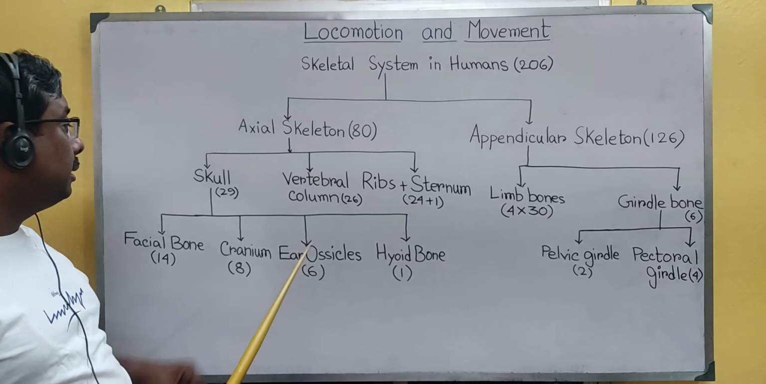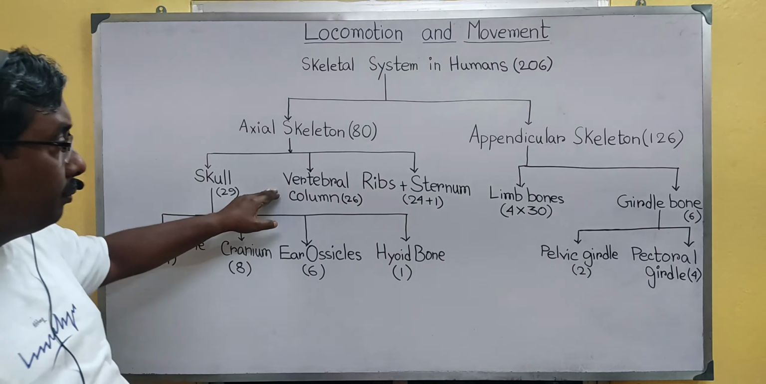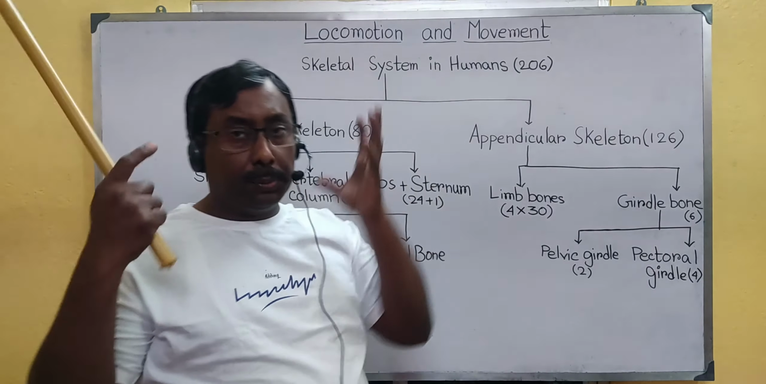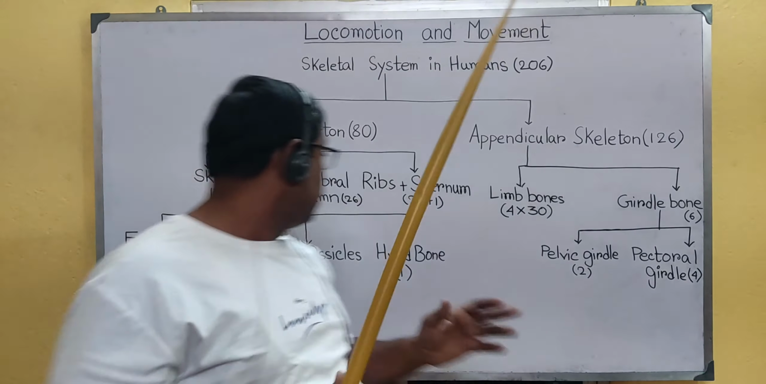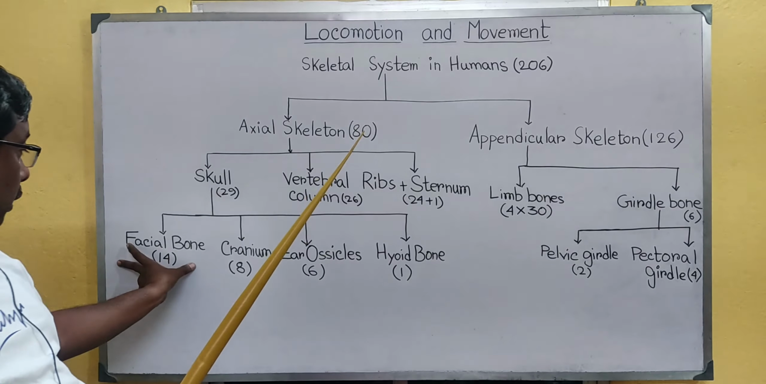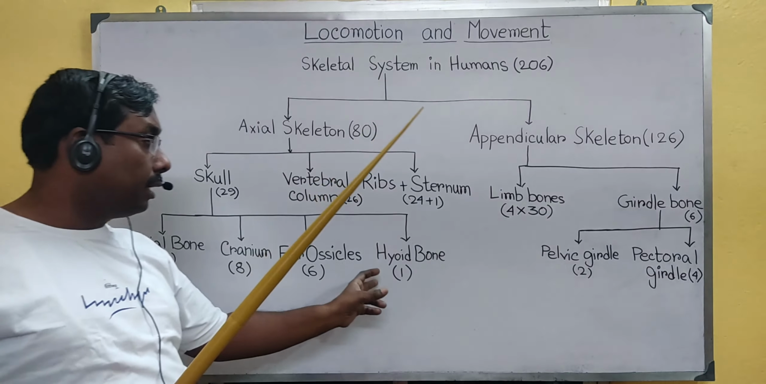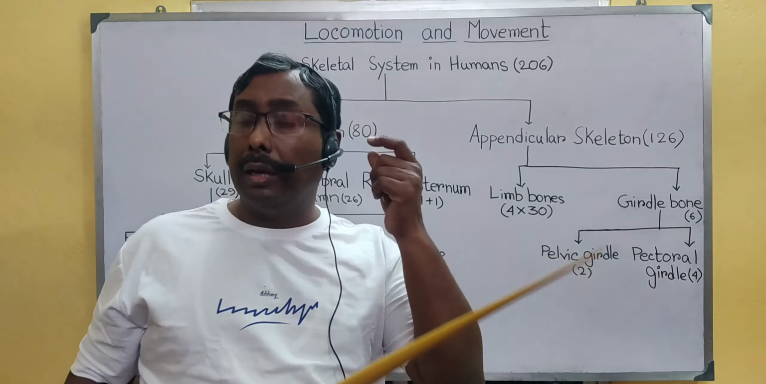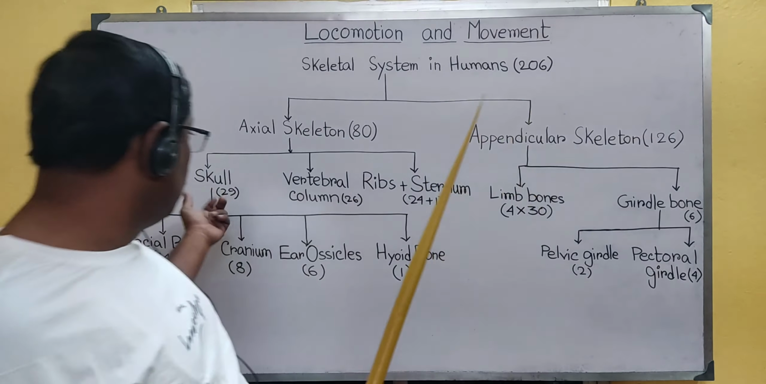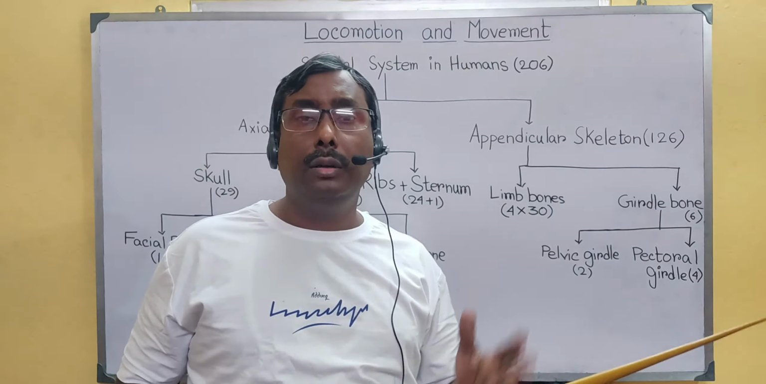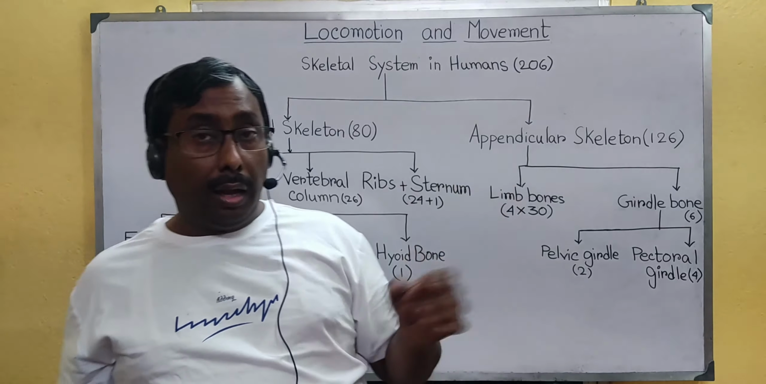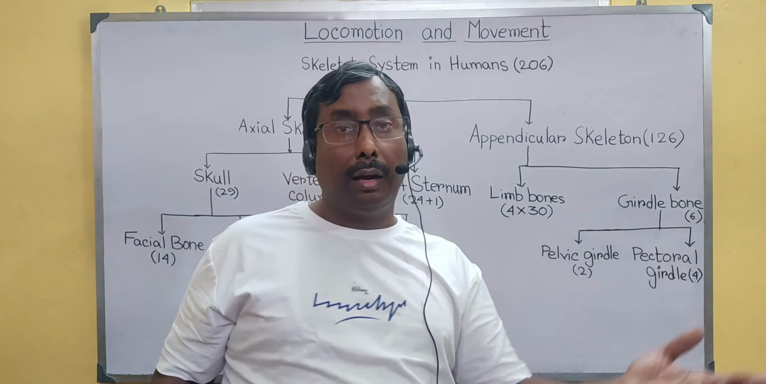Now, this axial skeleton contains the skull, the vertebral column, the ribs and sternum. The skull means the face part and the cranium part, both. The skull is broadly classified into four parts: the facial bones, the cranium, the ear ossicles and the hyoid bone. The ear ossicles we cannot see from the outside, they are inside. Later on, we will show you great pictures of the skull and the position of each bone. Then you will understand better.